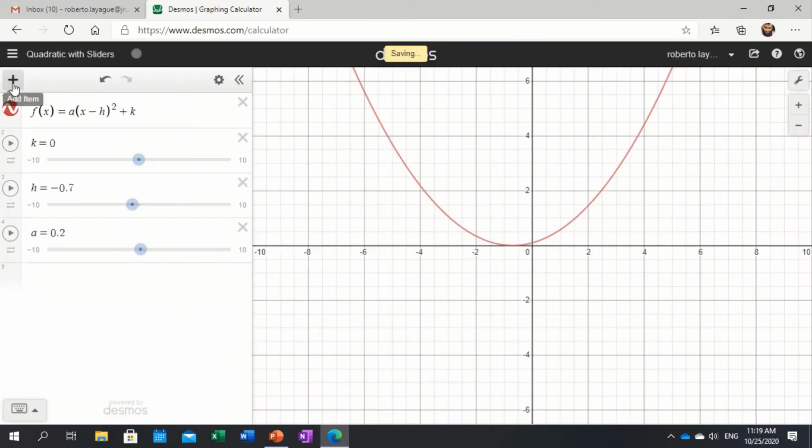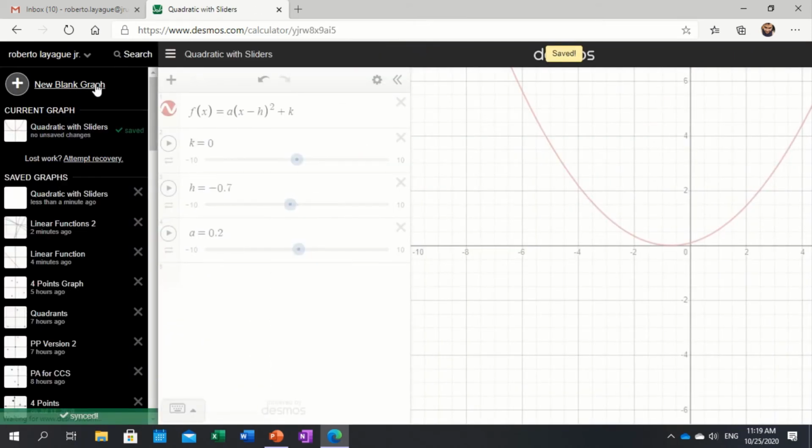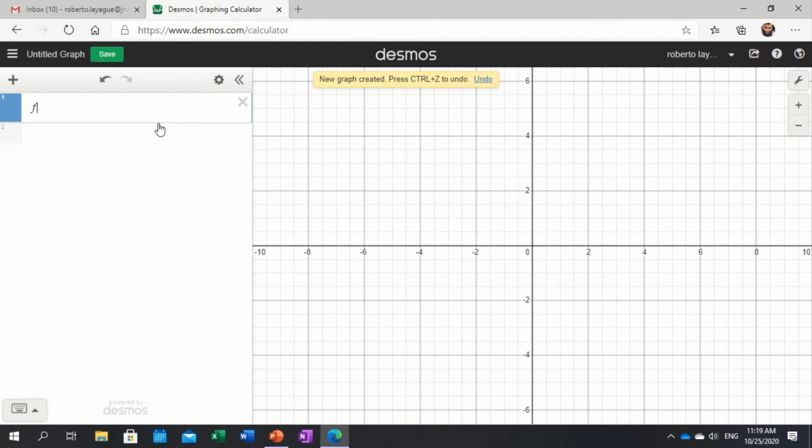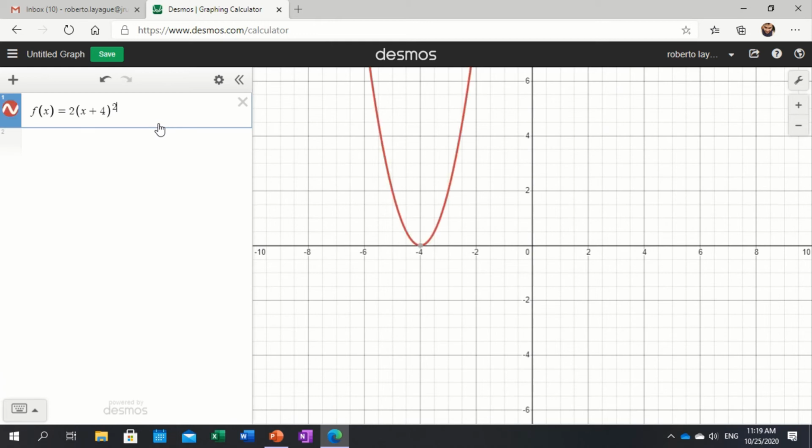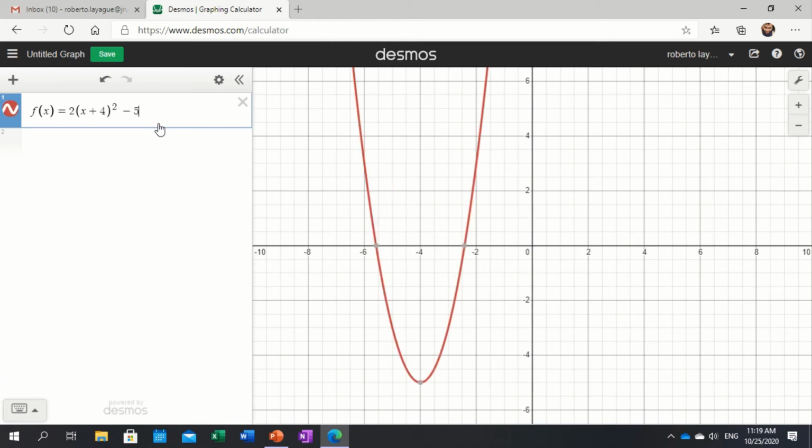Okay, now let's have another. So how about if you want to graph a definite function? So for example, f of x, using the vertex form, we have 2(x plus 4) squared and then minus 5. So that's now the graph of that.